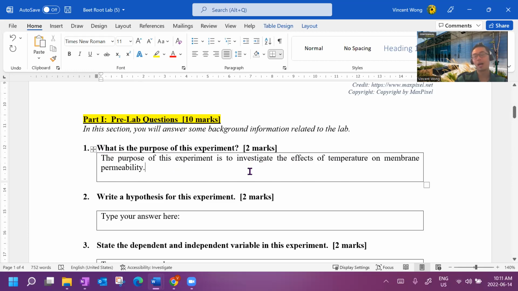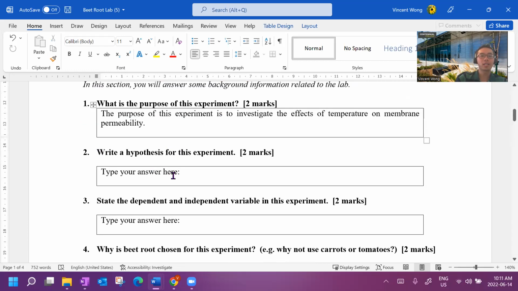I'm not the one who's marking it, but I'll tell Miran to give you 2 marks when you have this answer. Then you go on to do the next one. What is the hypothesis of this experiment? Remember, the hypothesis is a statement, not a question. In the past, people lose a lot of marks when they write a question here instead. So the hypothesis should be that you think the temperature will either increase the permeability, or decrease the permeability, or have no effect on the permeability.